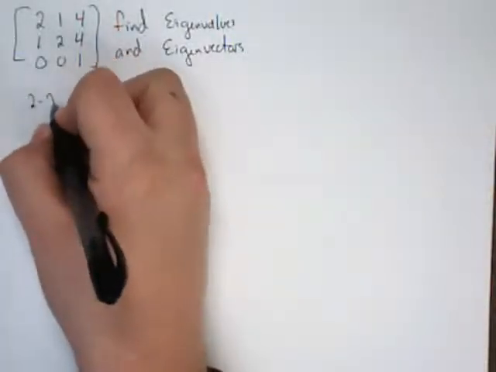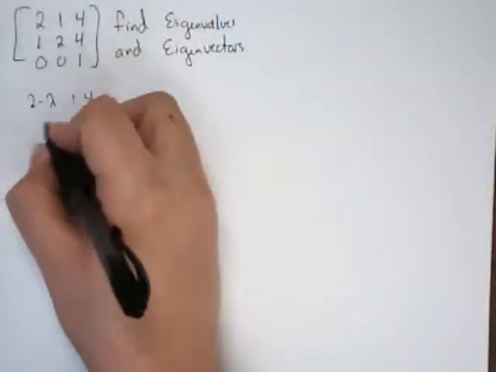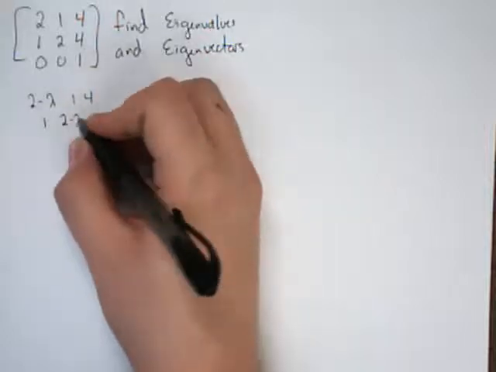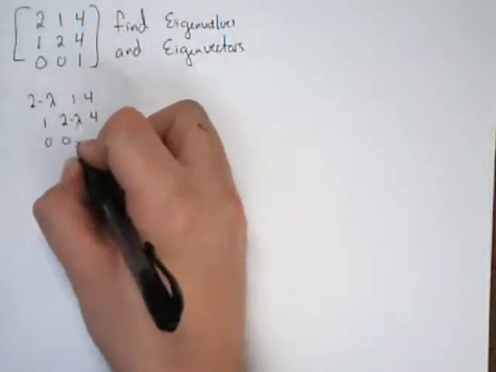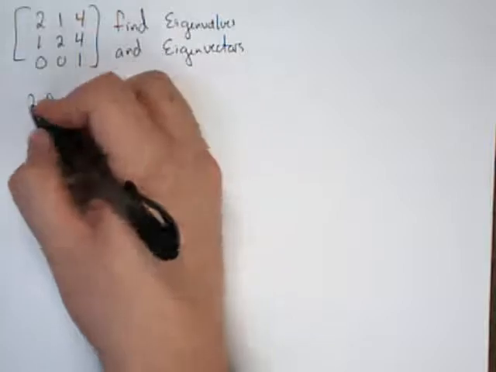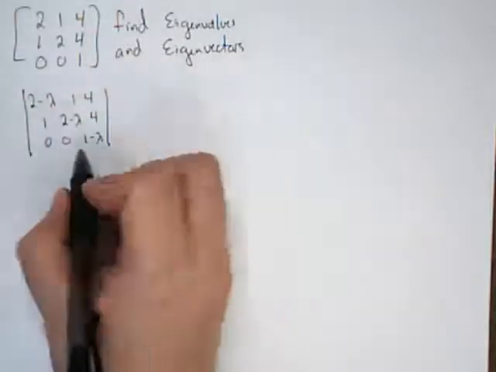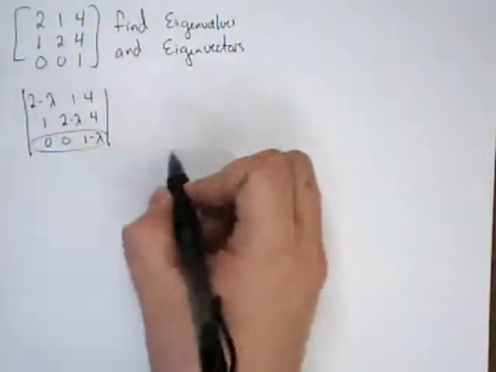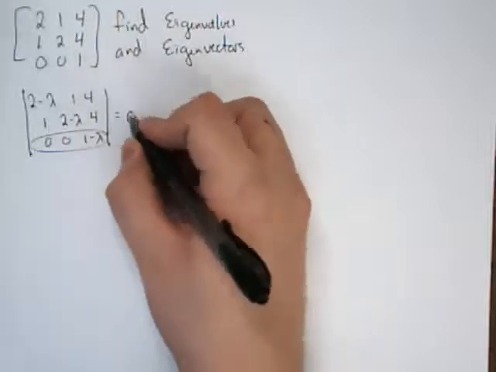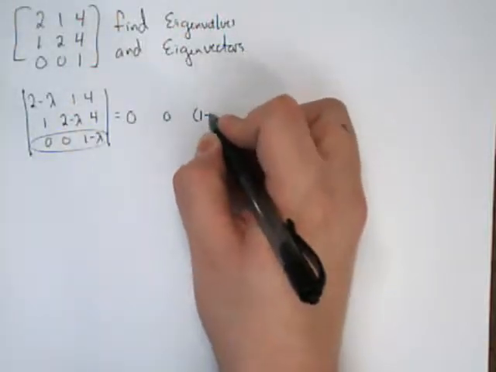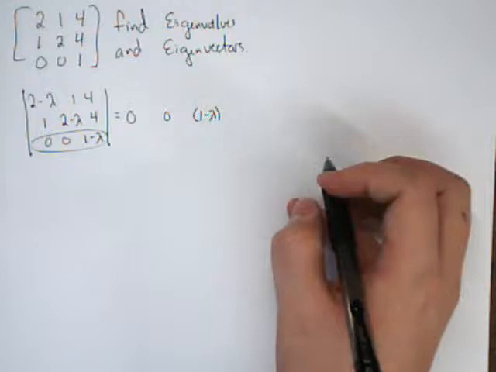To do that, we subtract lambda from each of the entries on the diagonal. So we get 2 minus lambda, 4, 0, 0, 1 minus lambda. Now, I need to find the determinant. To get the determinant, I'm going to use the bottom row. The reason why is then I can utilize the two zeros as part of my cofactor expansion.